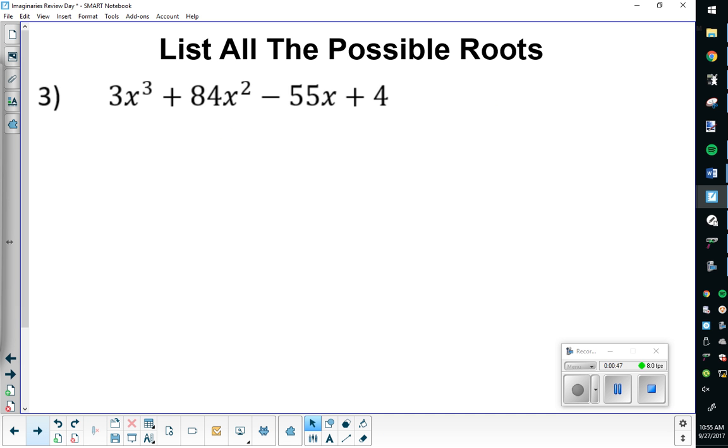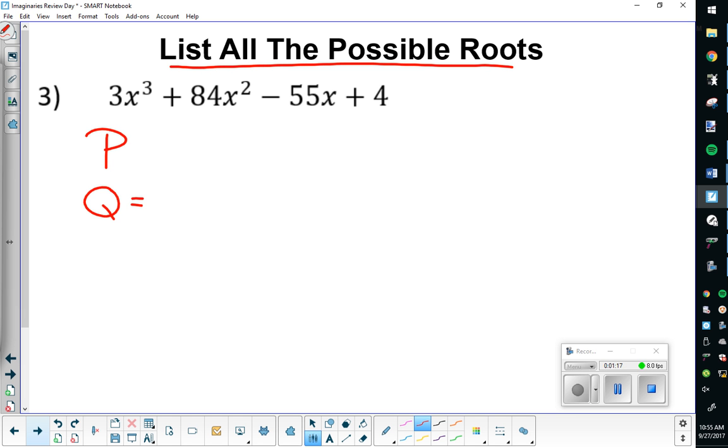Number 3 says list all the possible rational roots, or just the possible roots. This is making the word bank. Out of every number in the entire world, we're going to list the possible rational roots for this problem. Show me with your fingers, how many answers is this problem going to have? It should be 3. It's cubed. So out of every number in the world, we're going to make a list. Remember when it asks for possible roots? That's P, Q, and P over Q.